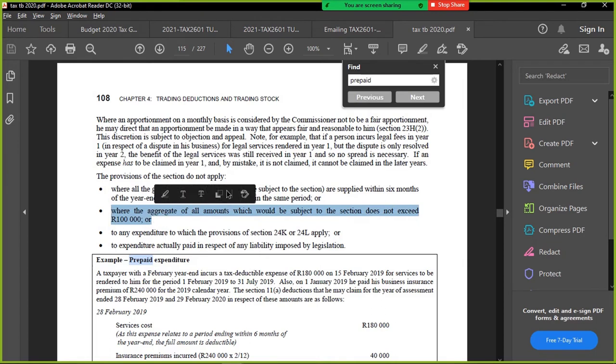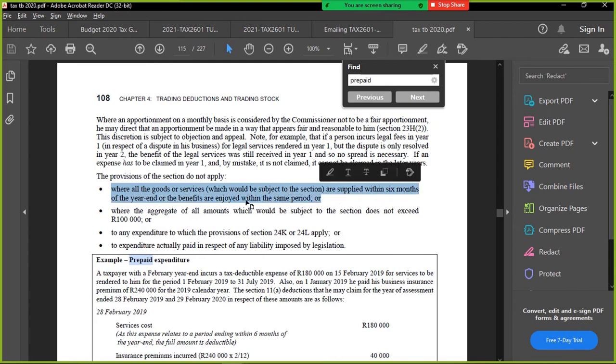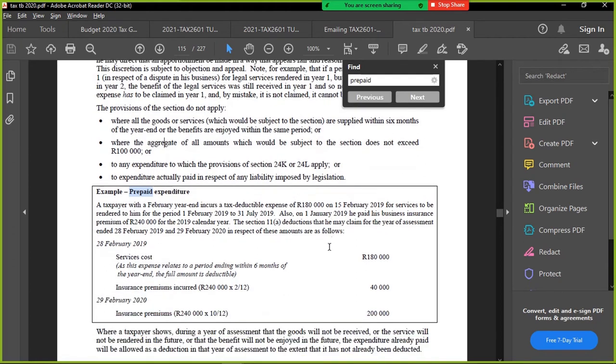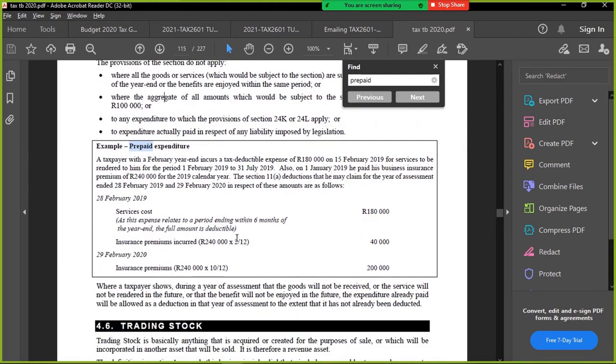Do you agree? Yes. Okay, where the goods or services are supplied within 6 months of the year, the provisions do not apply. Do you agree? Yes. So that means it is within 6 months. So I can claim the full amount. So let me just show that as an example. Here's an example. Okay, 180,000 is deductible for services rendered and it was during that period.